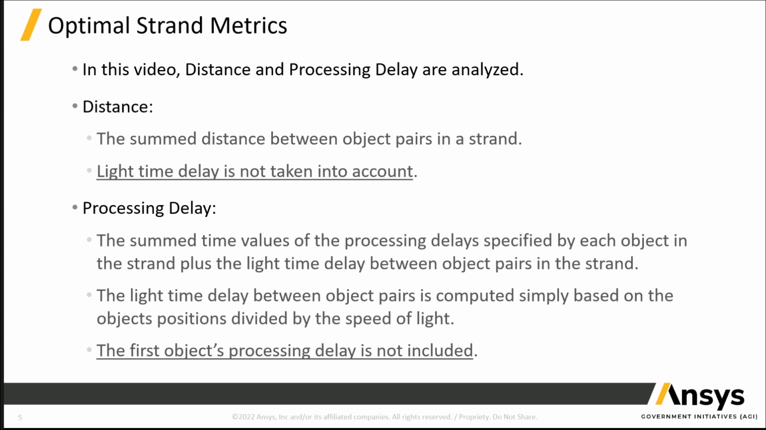Distance is just the sum distance between the object pairs in a strand, and light time delay is not taken into account. Processing delay is the sum of the time values of the processing delays specified by each object in the strand, plus the light time delay between the object pairs in the strand. The light time delay between object pairs is computed simply based on the objects' positions divided by the speed of light. The first object's processing delay is not included.